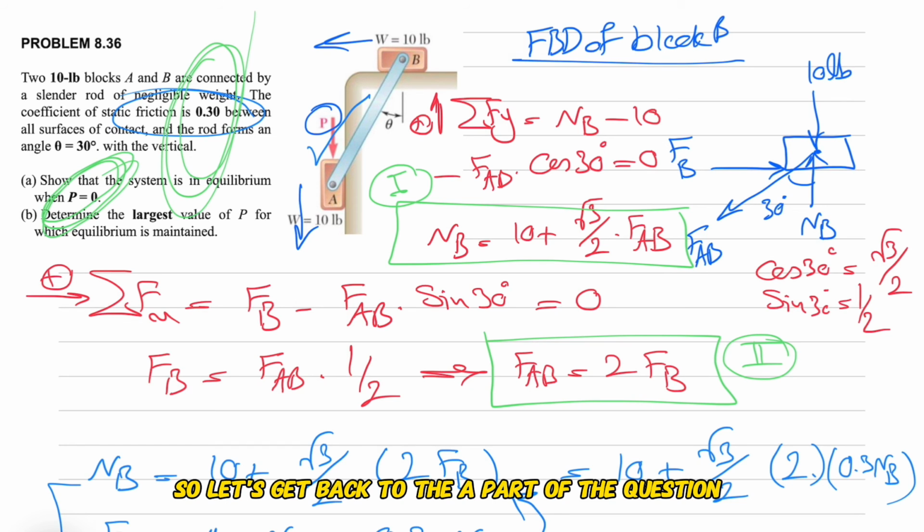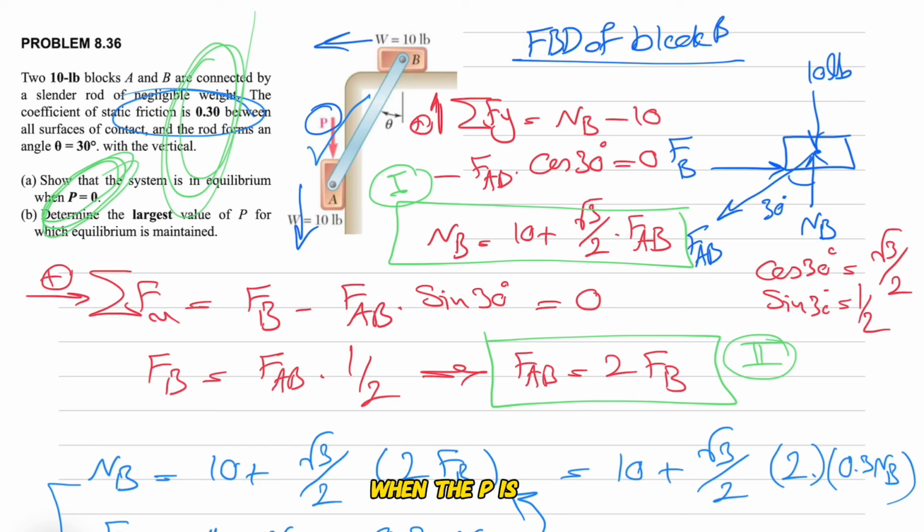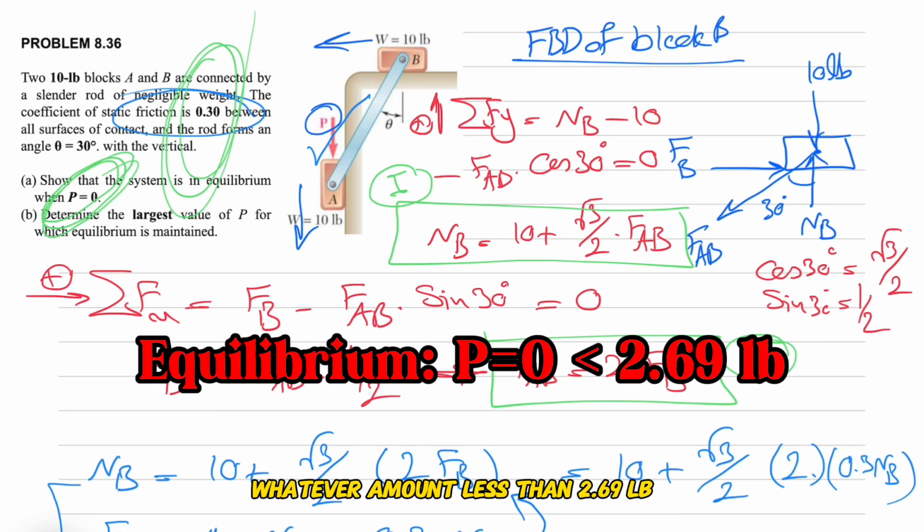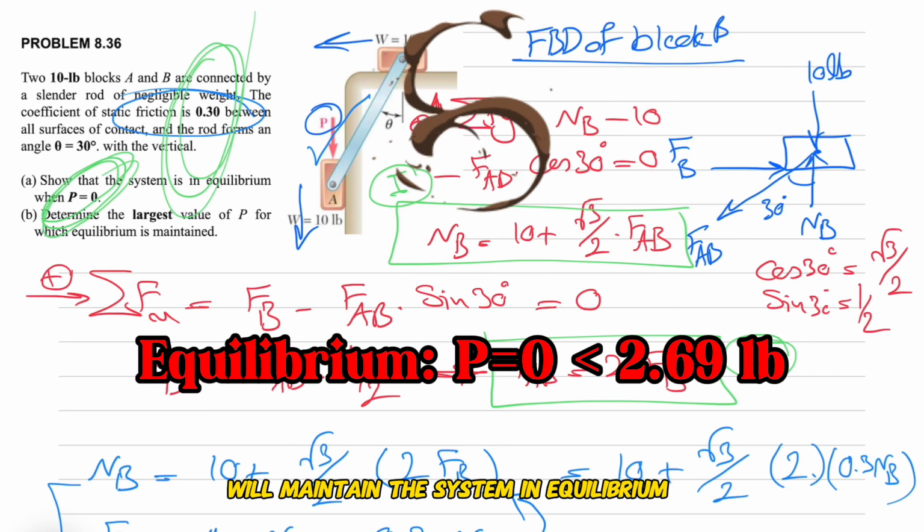So let's get back to part A of the question. When P is any amount less than 2.69, we will maintain the system in equilibrium.